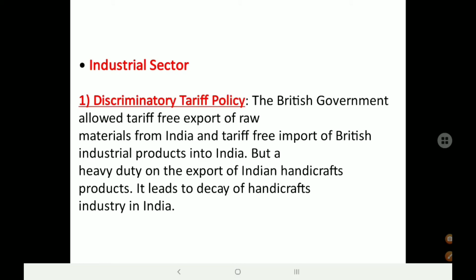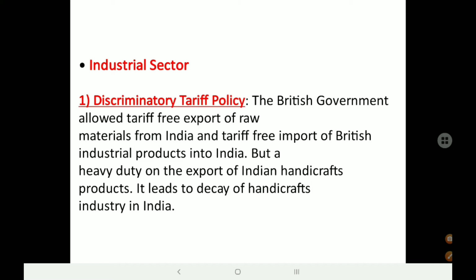India was particularly well known for its handicraft industry. So we will discuss the reasons behind the decline of the handicraft industry. The main reason for the decline of India's handicraft industry was the introduction of a discriminatory tariff policy by the colonial government.